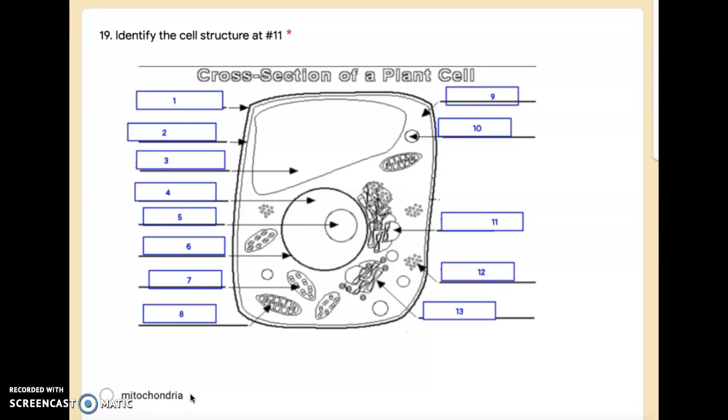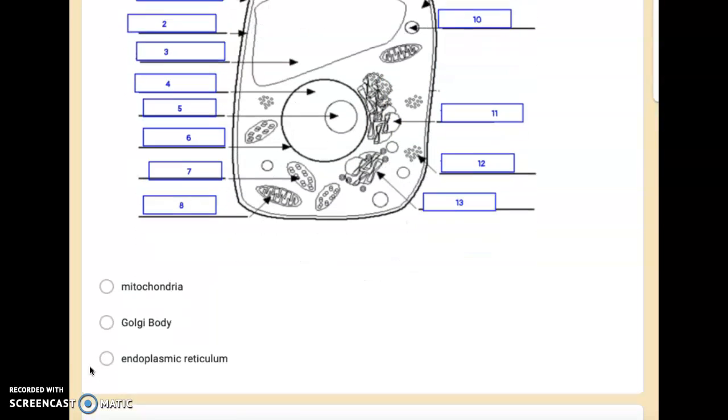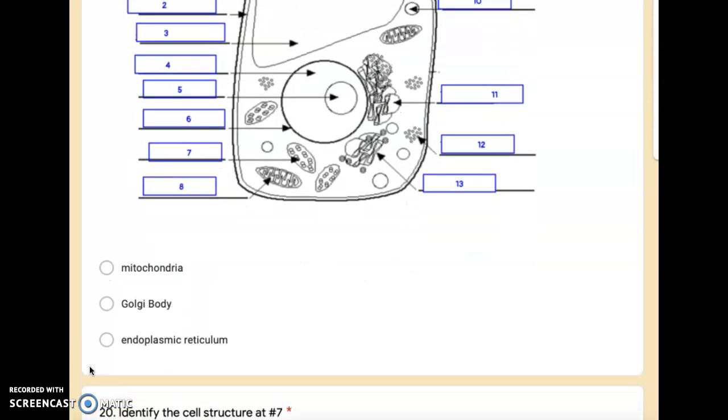Number 19. Identify the cell structure at number 11. So it's pointing to this organelle here, which is right next to the nucleus. What is this? Is that the mitochondria, the Golgi body, or the endoplasmic reticulum?